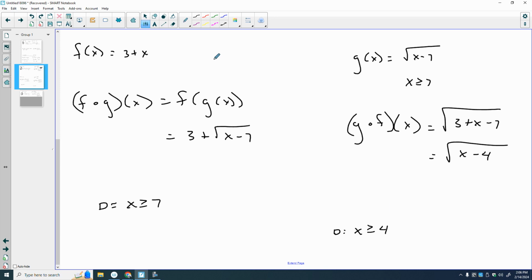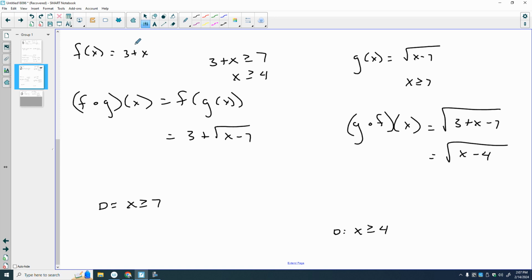We'll go back to what we said earlier, just so we can see that I'm not just making things up as we go. This is my output, which becomes my input. So I'm going to take this and plug it into the domain of x. This says x has to be greater than or equal to 7, which means that 3 plus x has to be greater than or equal to 7. And let's solve. Subtract 3 from both sides, and x is greater than or equal to 4.